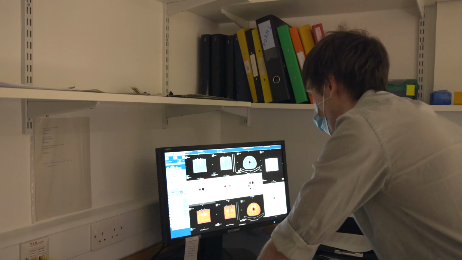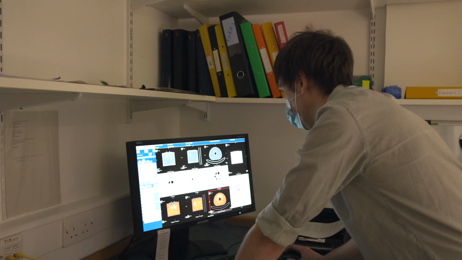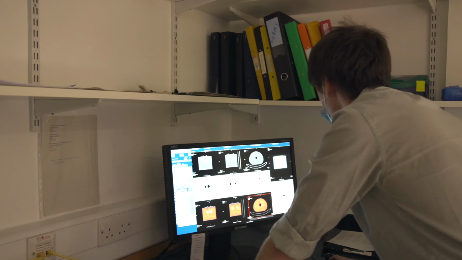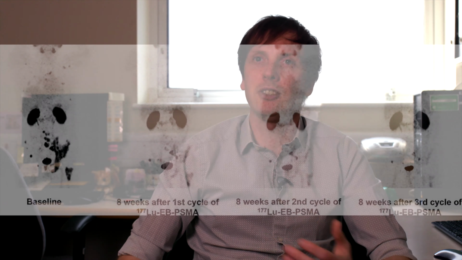When the images are ready, they're passed on to a radiologist, a doctor specialising in looking at medical images. They will compare what's seen in the images with what's expected for a healthy person. This helps them work out where the disease is in their body and how active the disease is. We can compare images before and after treatment to see how well the patients responded.